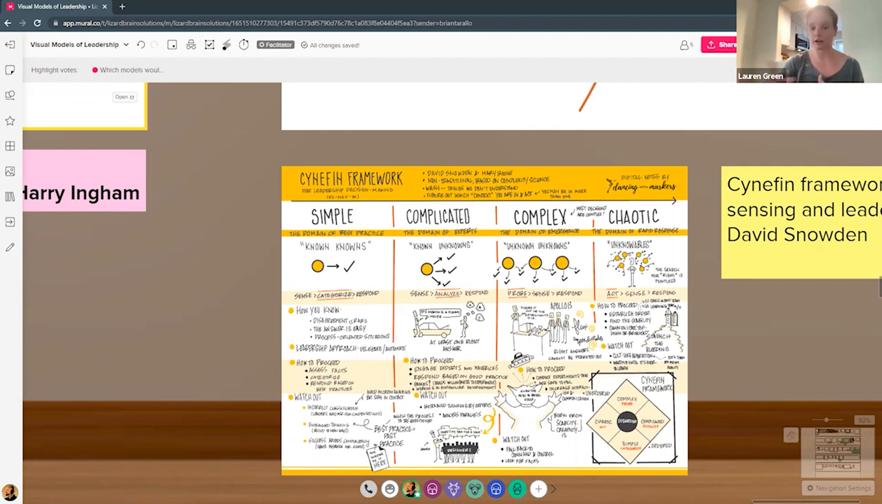When you take the car to the shop because it's making a funny noise, and you say it's making a funny noise, they're going to diagnose it for you. That's complicated. And then in complex, this is the land of unknown unknowns, or the domain of emergence.